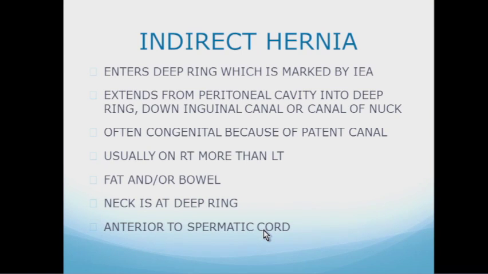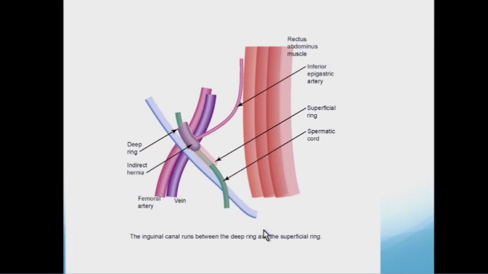These are often congenital because of a patent canal. Usually these are repaired when a patient is an infant or in childhood. They are more common on the right than on the left. They can contain fat or bowel. The neck, the tight spot, is at the deep ring, and these lie anterior to the spermatic cord.